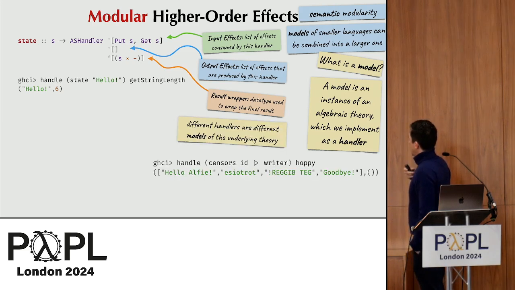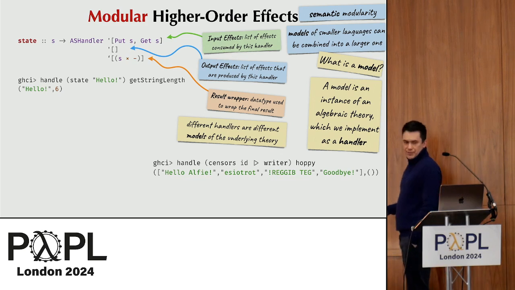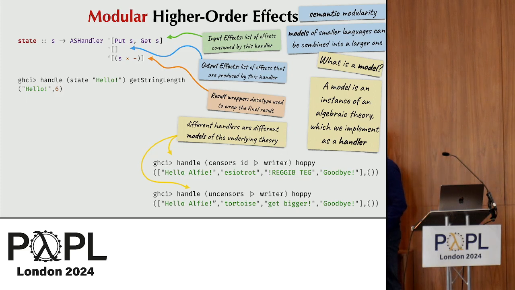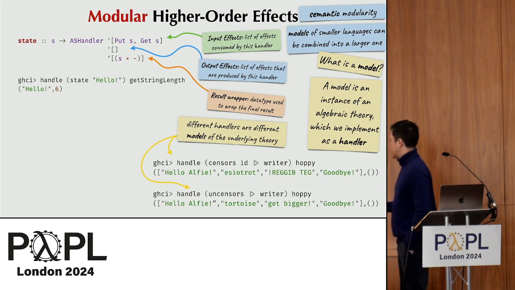And when we talk about semantic modularity, we want to say that different handlers can be different sort of models of the underlying theory. So here we have one that does censoring the text that we had with the hello Alfie and the su tag. And here's a different handler for the same program that uncensors things. So it gives you back the original clear text so you can read what was going on in the first place. And the point is that the program, the Hoppy program that we had right at the beginning of this talk, hasn't changed, but the handlers that we're applying to it have changed, and so the output of the program, the semantic interpretation of the program, is modified.